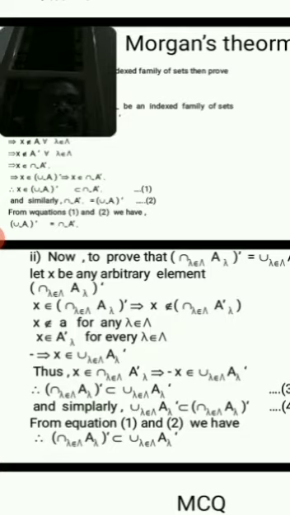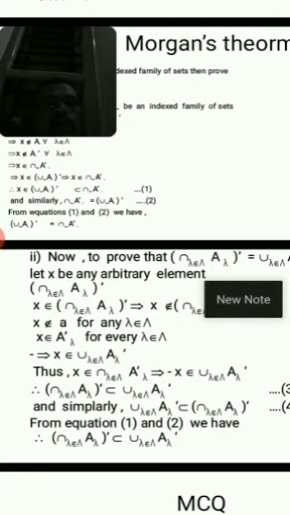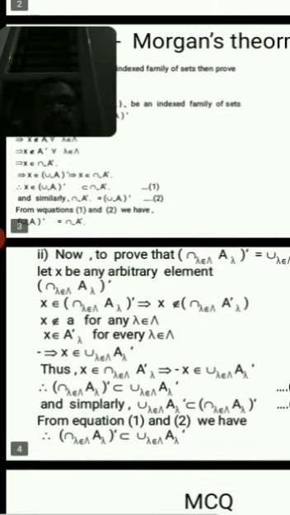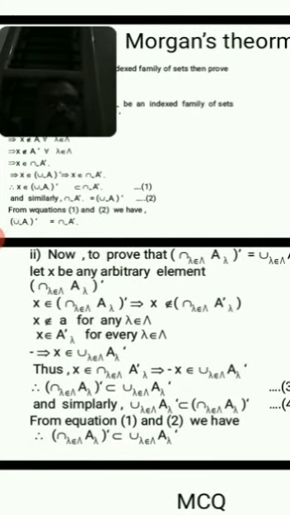The second one: to prove that the complement of the intersection of A lambda, over lambda belonging to the index set, is equal to the union of A lambda'. Let x be an arbitrary element of the complement of the intersection of A lambda.